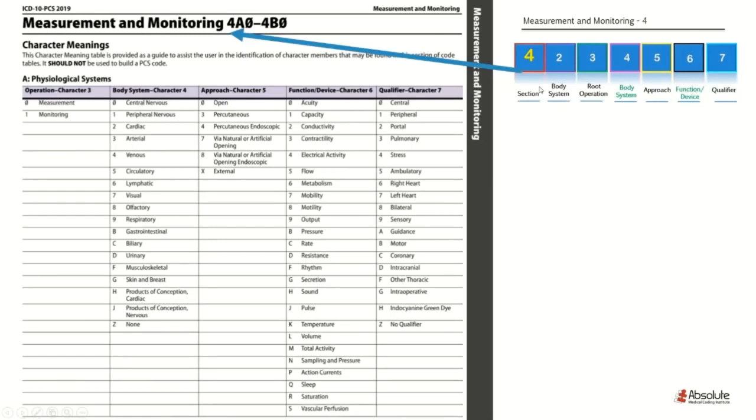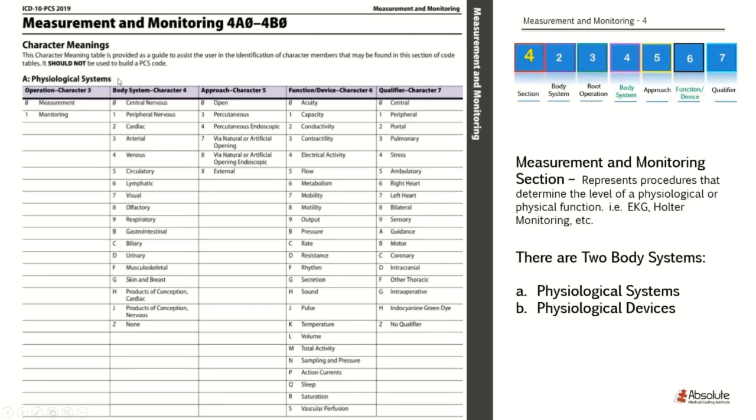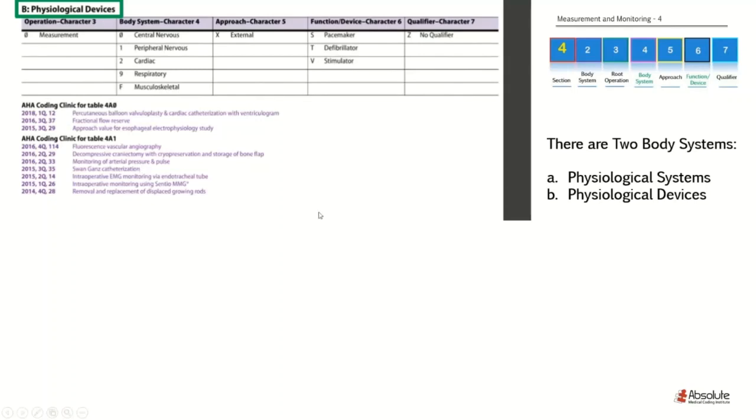That's your first character. Our second character is the body system. The body system is what? If you're looking, it is physiological systems. Now let's talk about the definition of measurement and monitoring. The definition is measurement and monitoring represents procedures that determine the level of a physiological or physical function. For example, EKG, Holter monitoring, etc. So these are things that measure your function, the physiological functions. So let's go back and take a look at the body systems. We have A, physiological systems, and we have physiological devices. So there's your physiological systems, there's your physiological devices. You've got 2 body systems.